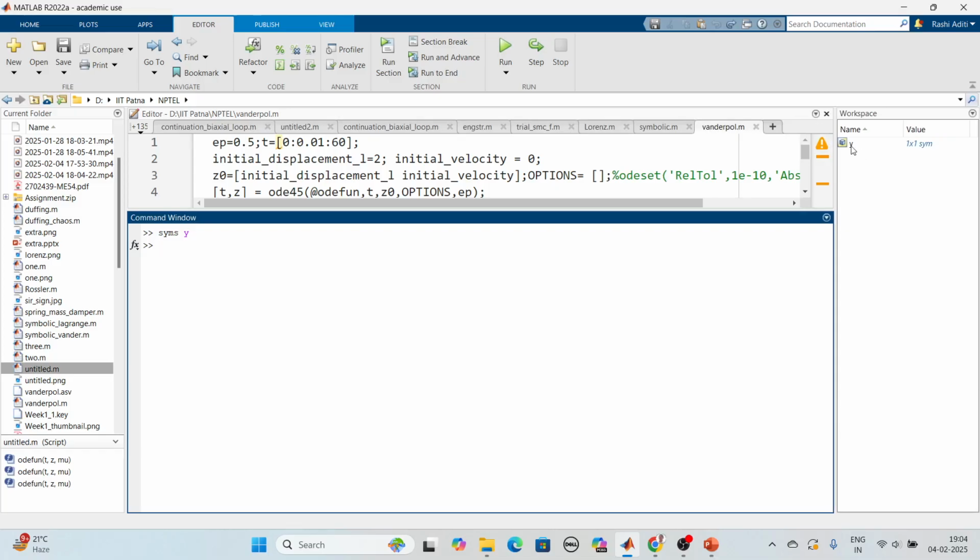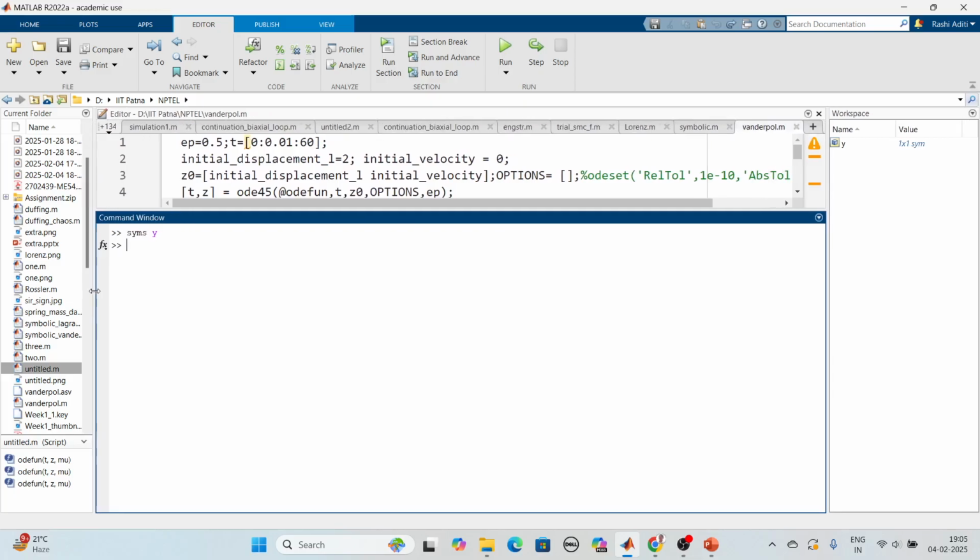See, y is defined as a 1 cross 1 sim. Again, 1 cross 1 is the size of the matrix, and sim is the symbolic function. So now my y is defined as a symbolic function. Now, if I define any function in terms of y, that function is going to be saved as a symbolic function. It will not have a value.